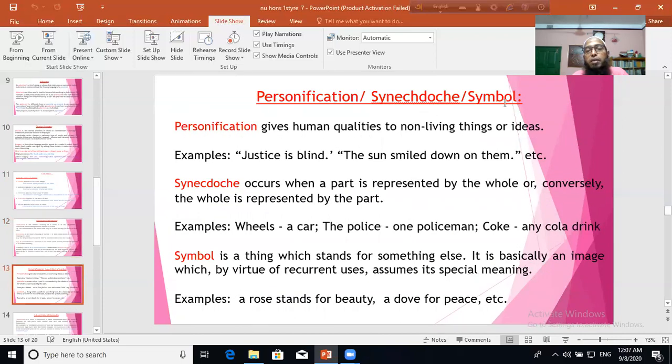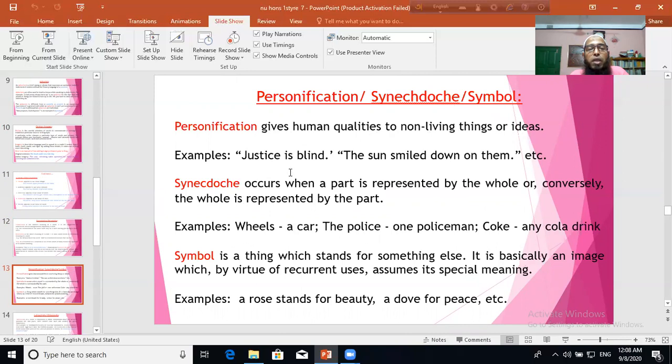Personification, synecdoche, and symbol are some other literary terms. Personification is important because when you go through poems, you will see a use of personification. Personification gives human qualities to non-living things or ideas. I mean the qualities of human beings. When the qualities of human beings are given to non-living things, then it is called personification.